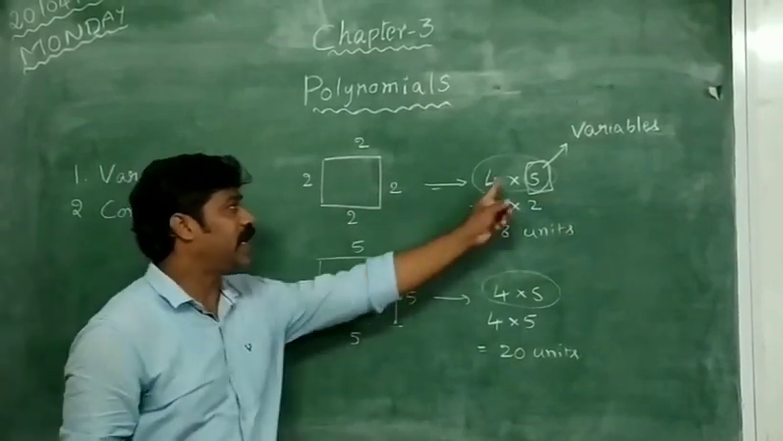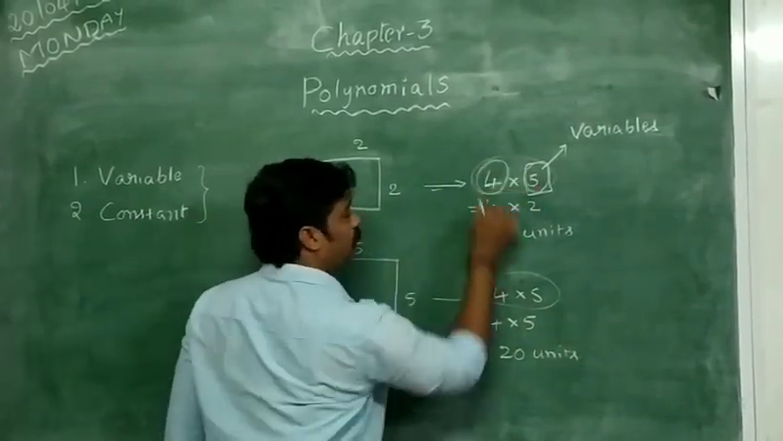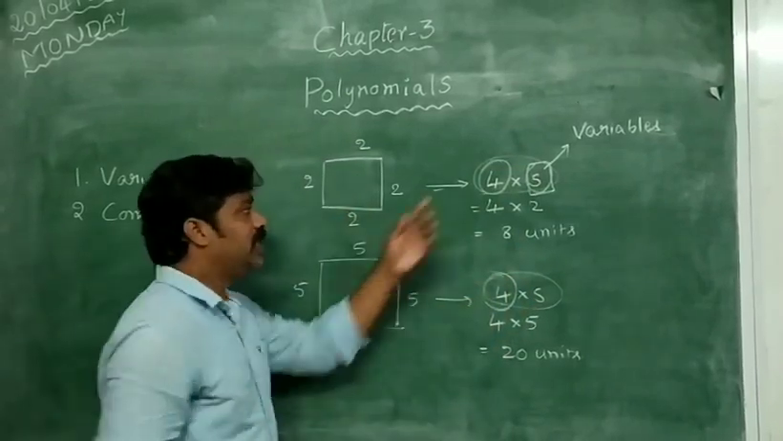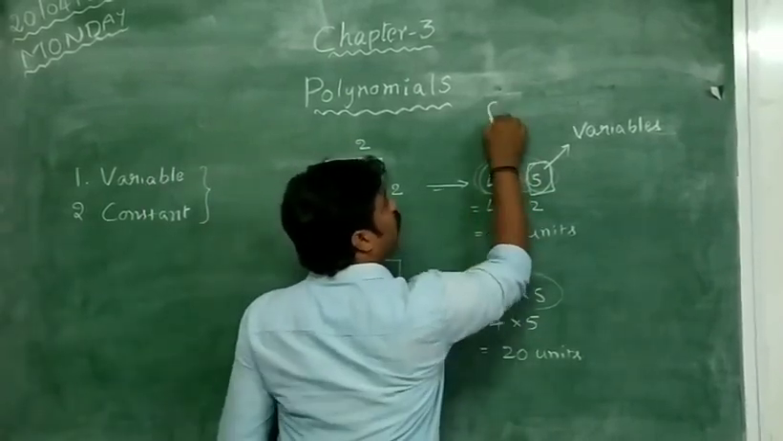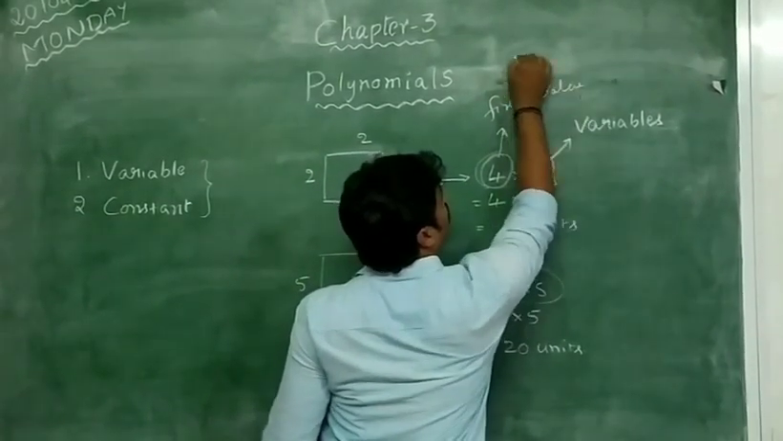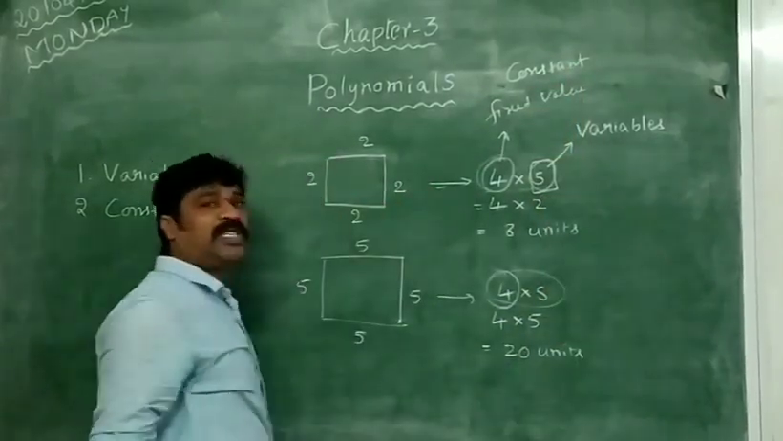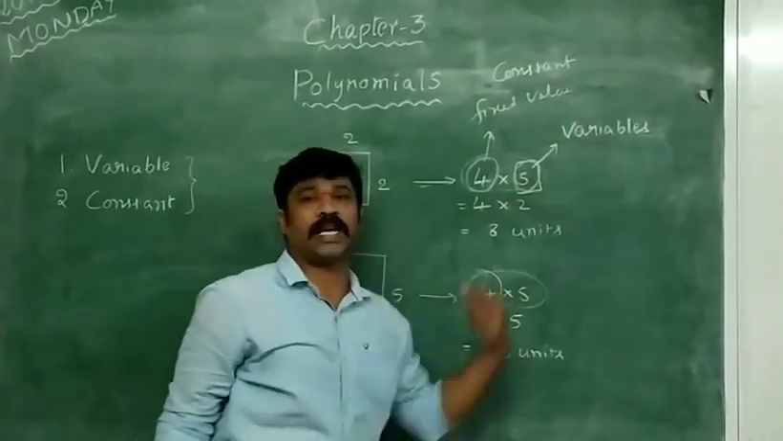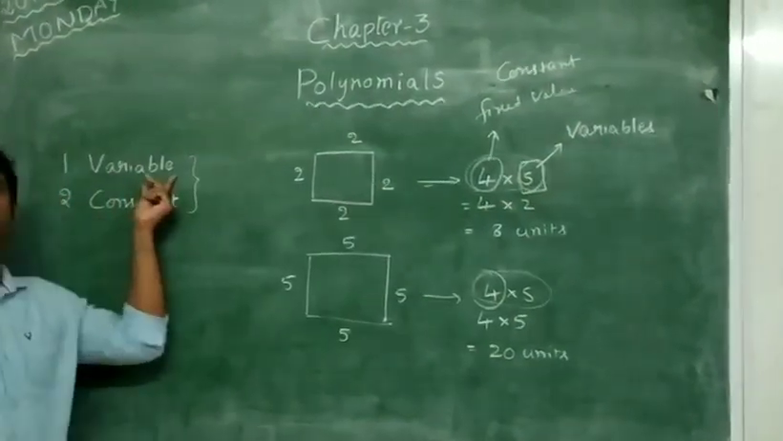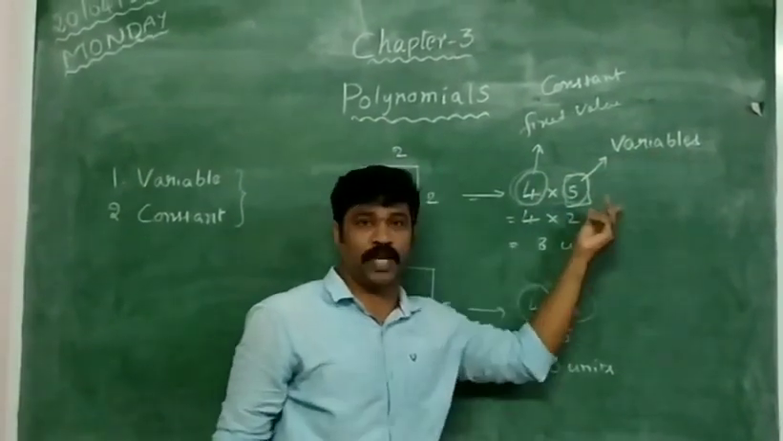Variables. And if you observe, in 4 into s here and 4 into s there, 4 is a fixed value. We are not changing it. So the fixed value we call a constant. Simply, we can define variables as the quantities which can take different values.